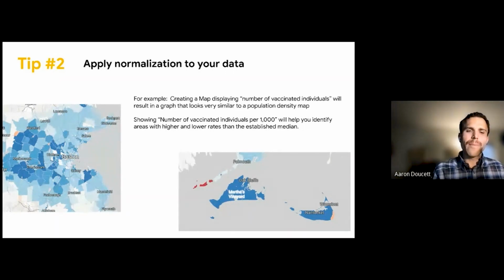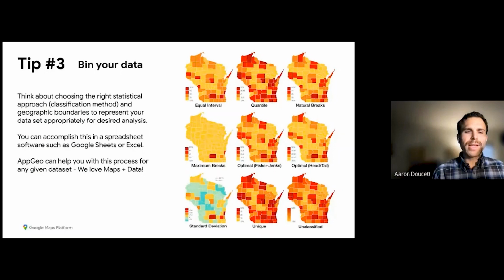So there's obviously a number of different ways to perform this type of normalization, but typically you're going to be dividing either by the number of people who are living in that area, or potentially by the area of that unit for certain applications. And our last tip in this section for today is about choosing a binning method.